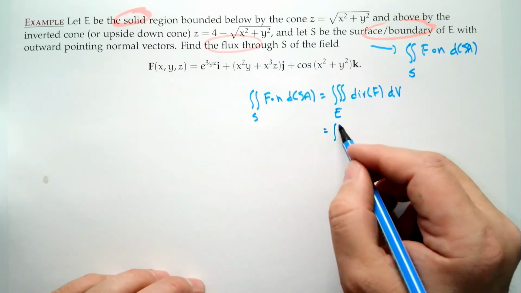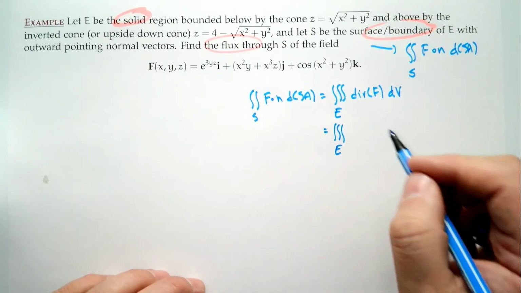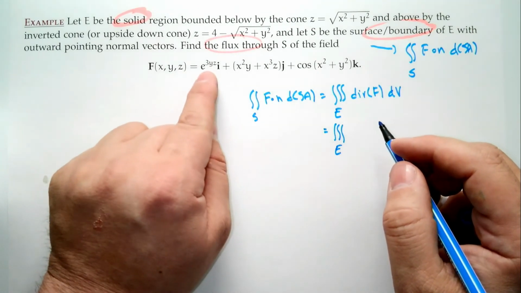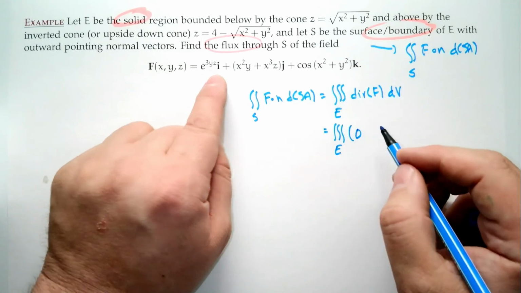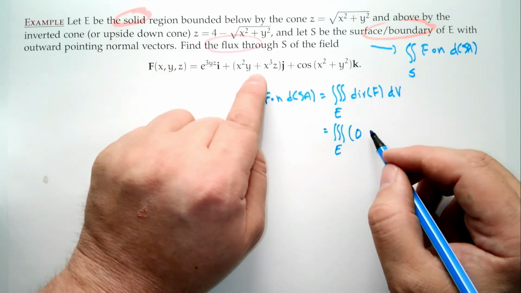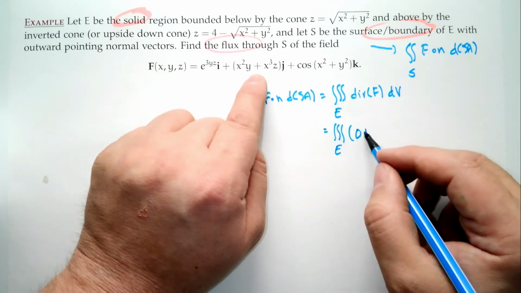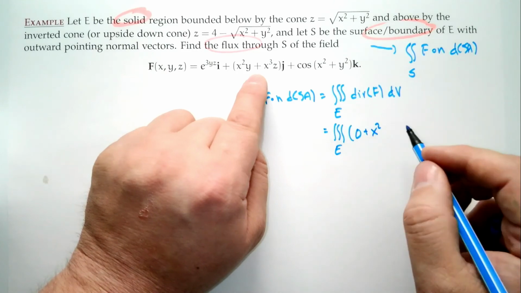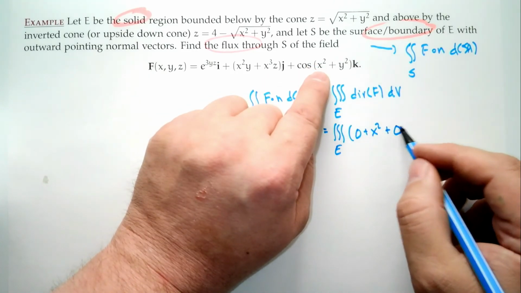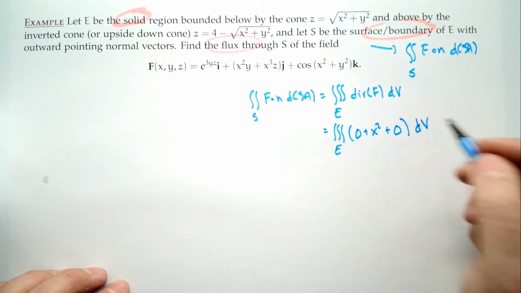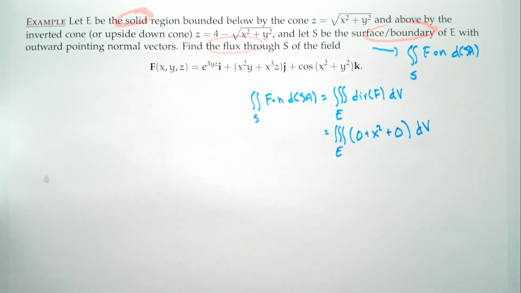What's the divergence going to be? Well, derivative of the first entry with respect to x, 0. Derivative of the second entry with respect to y, x squared. Derivative of the third entry with respect to z, 0. All right, x squared. Well, that's not so bad. We just have to figure out now, what does E look like? Well, let's talk about E.